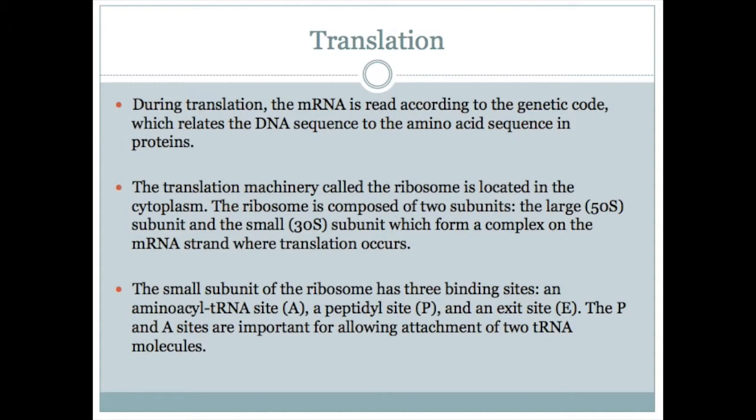The small subunit of the ribosome has 3 binding sites: an aminoacyl tRNA site, a peptidyl site, and an exit site. The P and A sites are important for allowing attachment of 2 tRNA molecules.